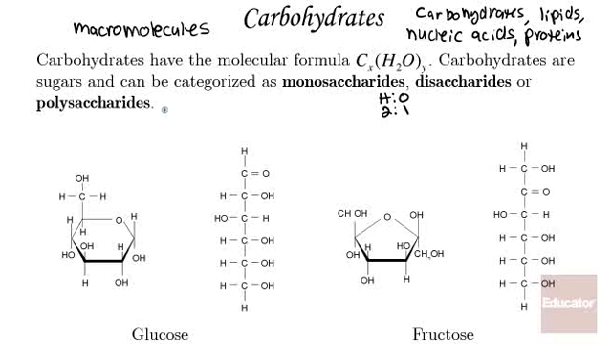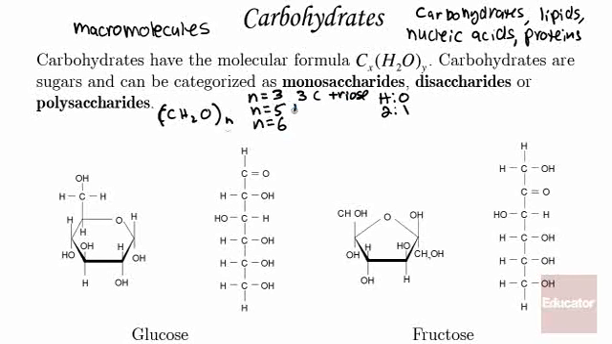Monosaccharides have the formula (CH2O)n, some multiple of CH2O, where n is usually either 3, 5, or 6. If n is 3, you'll end up with C3H6O3. And if you have a 3-carbon sugar like this, it's known as a triose. A 5-carbon sugar is called a pentose. And a 6-carbon sugar is called a hexose sugar.